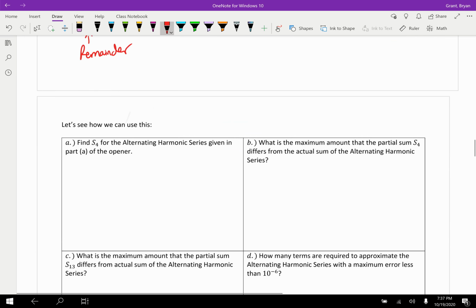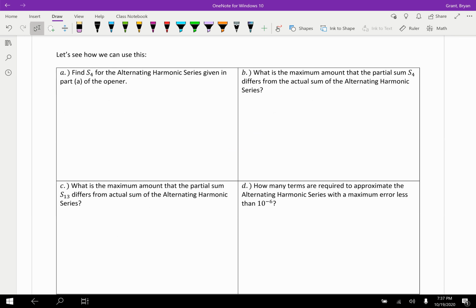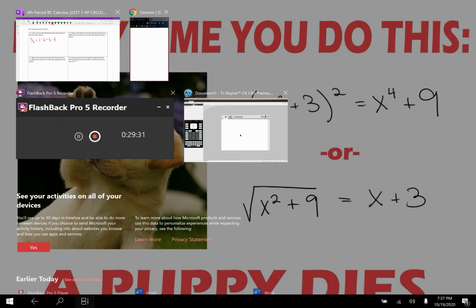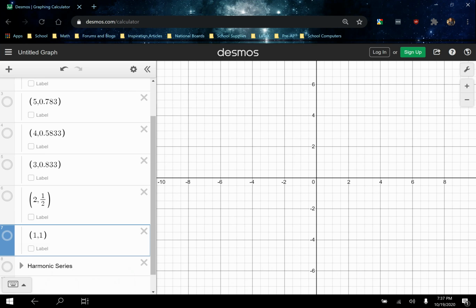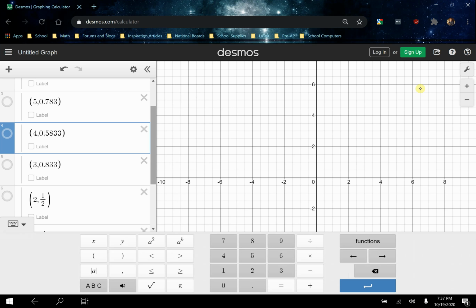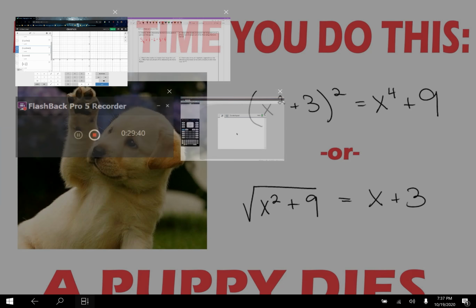Now, how does this actually work? You will need a calculator for this part and definitely for a bit of your assignment too. We're going to find the fourth partial sum for the alternating harmonic series in part A. So alternating harmonic series, up to the fourth term is 1 minus 1/2, that's the second term, third term, fourth term. Cool. And I think we actually did that on Desmos too. So let's keep that going since it's here. I think that's going to be our 0.5833, isn't it? 0.5833.